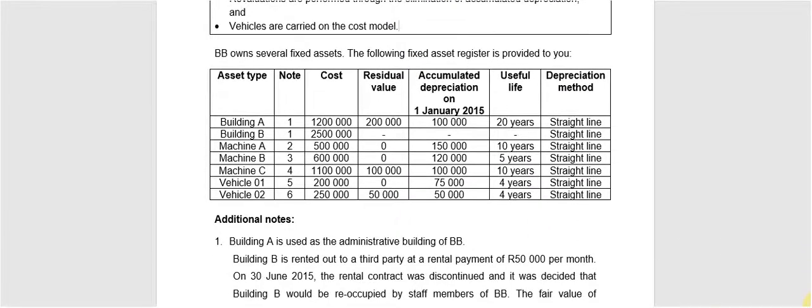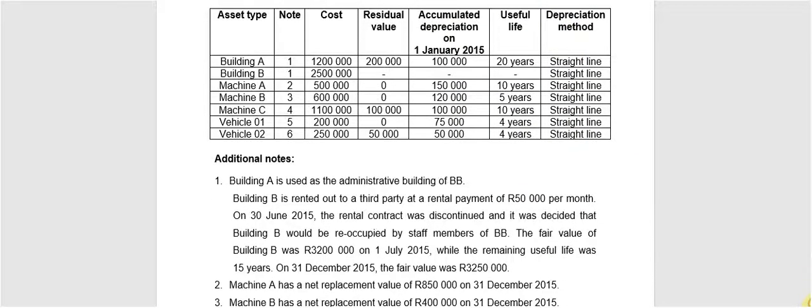They have given you an asset register. As you can see, they have 2 buildings, 3 machines, and 2 vehicles. They have a note referral. They have the cost price. They have a residual value to the asset. They show the accumulated depreciation at the beginning of the year. They display the useful life of the asset. And they also show how it is depreciated. As you can see, they use the straight line method for the purpose of depreciation.